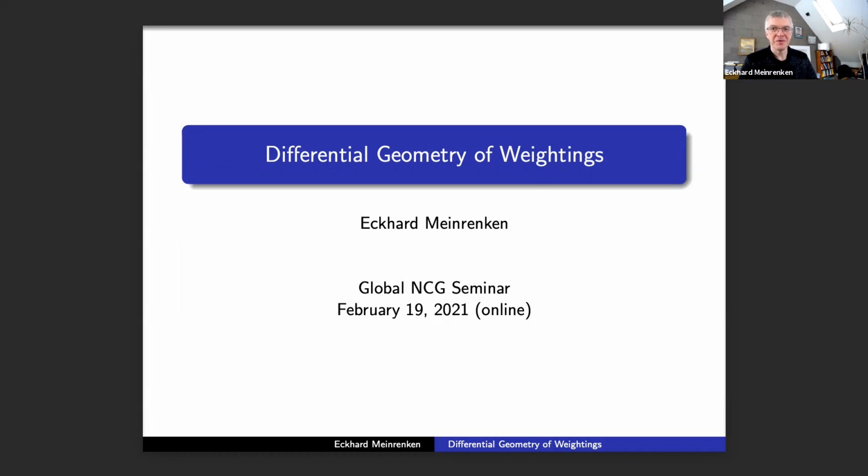Partly also a great honor because obviously I'm not a non-commutative geometer. This will be mostly a differential geometry talk, but I believe that this theory of weightings has some significance in non-commutative geometry, at least in, say, operator theory, particularly when it comes to things like hypoelliptic operators. So I would be interested in your opinion on that. And so let's do some of this theory.